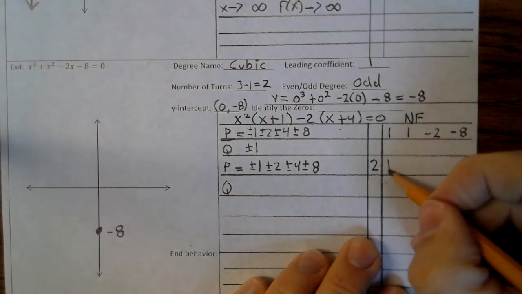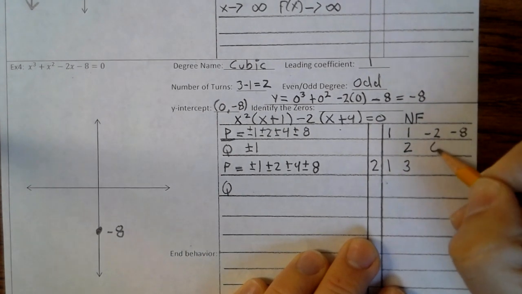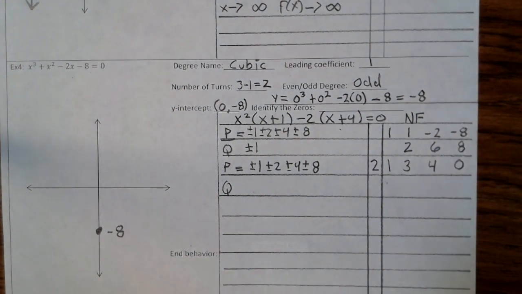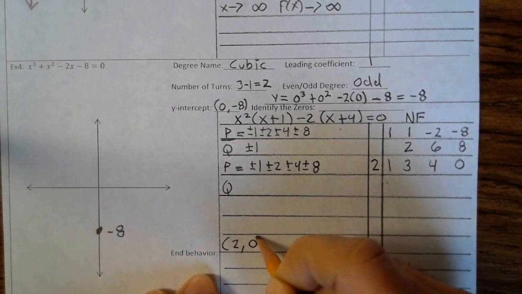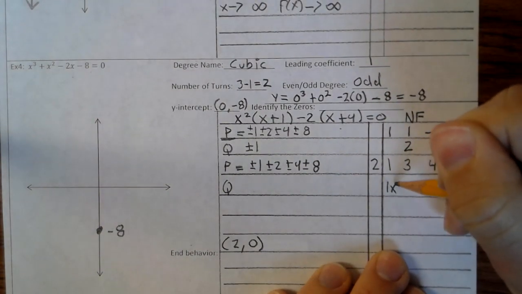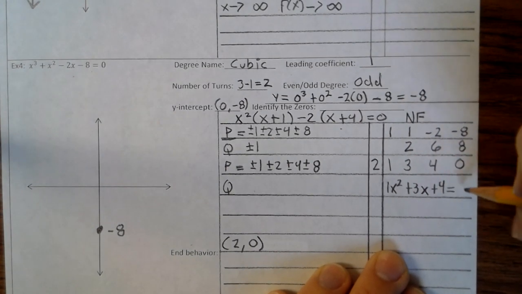So bring down the 1. 2 times 1 is 2. 1 and 2 is 3. 2 times 3 is 6. Combines to be 4. 2 times 4 is 8. Remainder of 0. So we know that this is a zero. So 2 comma 0. Okay. Now we have 1x squared plus 3x plus 4 equals 0.